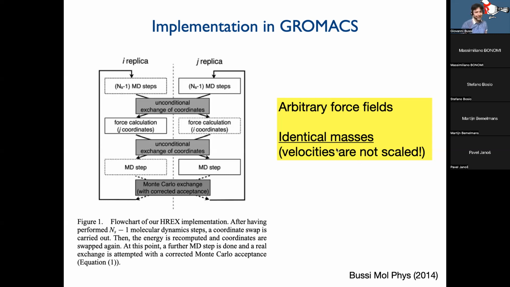Another important technical information about the implementation that we're going to use is that it only recomputes the potential energy. It doesn't recompute the kinetic energy. So velocities are not swapped. Kinetic energy is not recomputed, which means that you should provide topologies with identical masses. Otherwise, the acceptance will not be computed correctly.